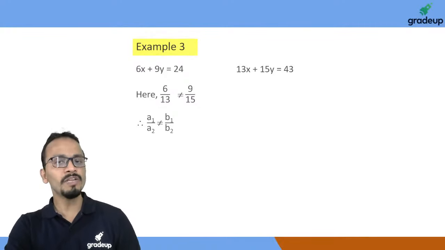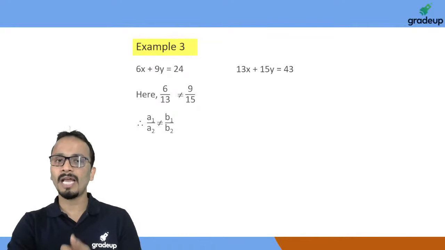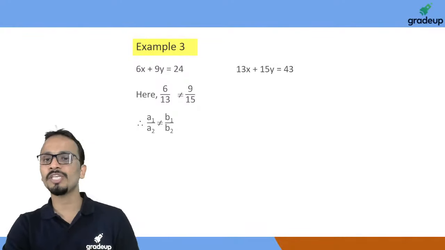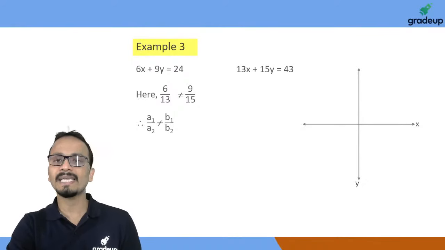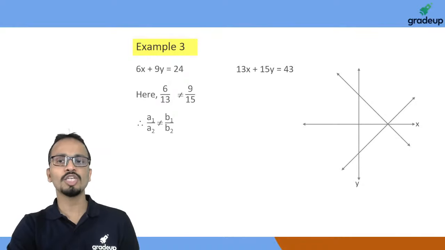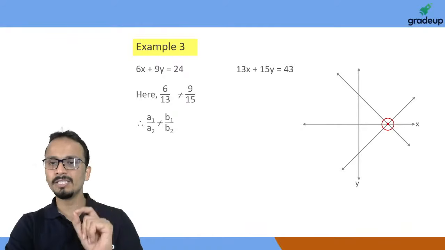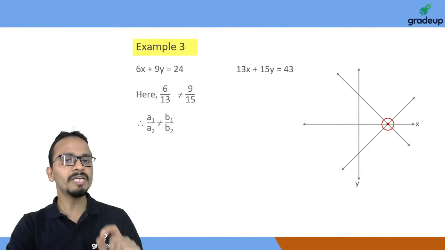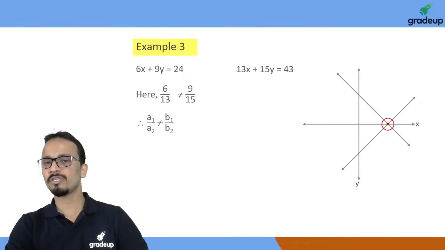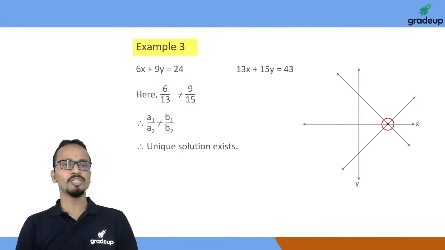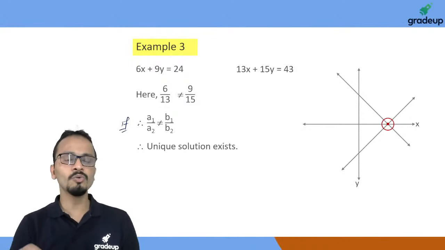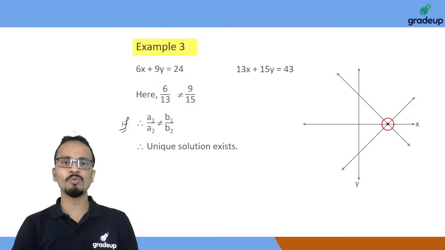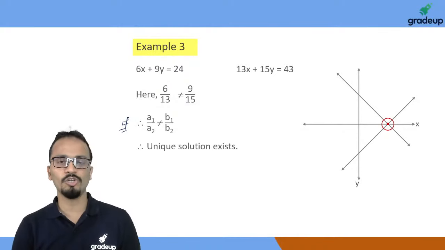Now, if we plot this type of equations on the xy plane, then what will we get? We will get intersecting lines. We'll get two lines which are intersecting at a unique point, and this unique point will be treated as the unique solution for this set of equations. So the third condition that you may remember is if A1 upon A2 is not equal to B1 upon B2, that will be the condition for unique solution.